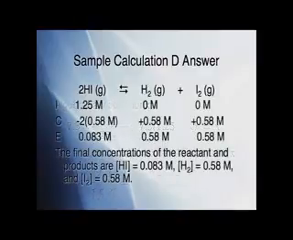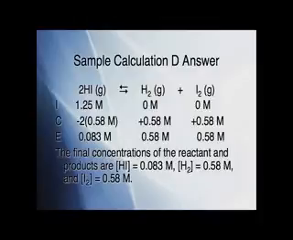Once I've found my value for x, which is the change in concentrations for the reactants and products, I go back to my original ice chart and I substitute those into the change line. So my initial concentrations again were 1.25 moles per liter for the HI and 0 moles per liter for each of the H2 and the I2. The change now will be for the HI minus 2x, which is minus 2 times 0.58 moles per liter. For hydrogen and iodine, respectively, the change is plus x, or plus 0.58 moles per liter.